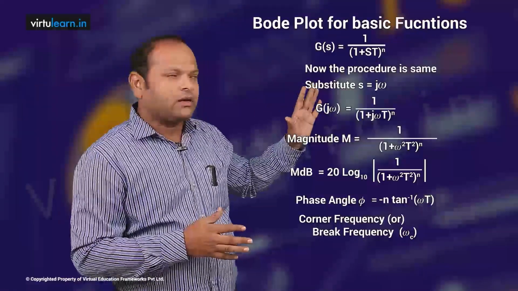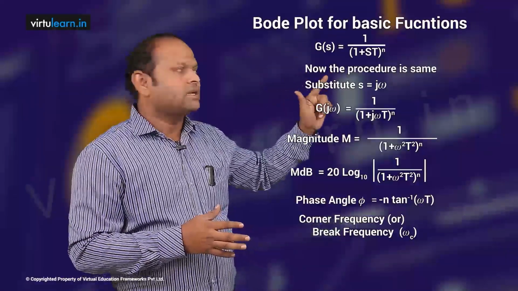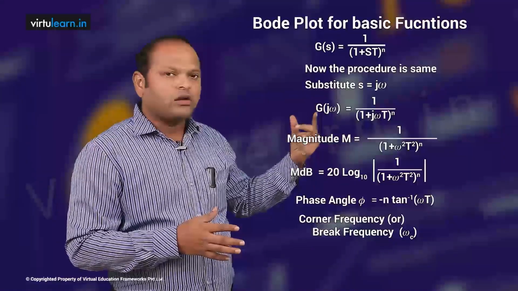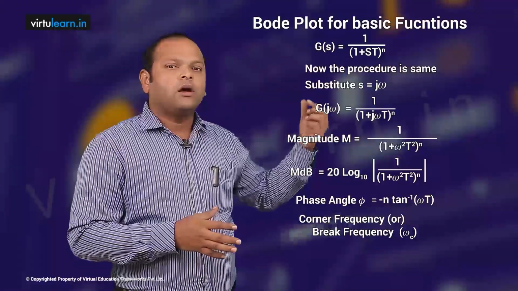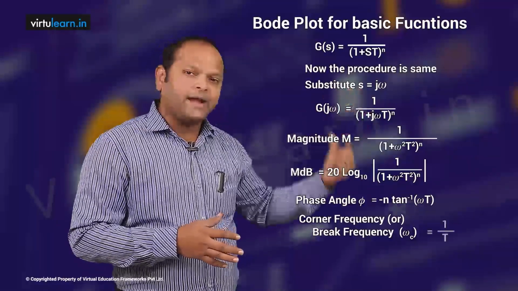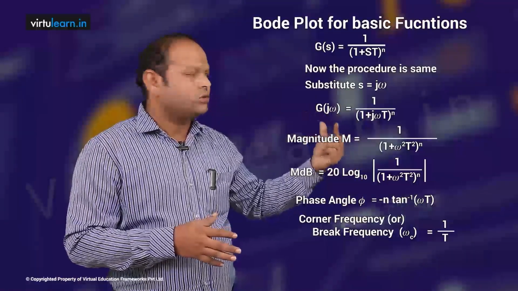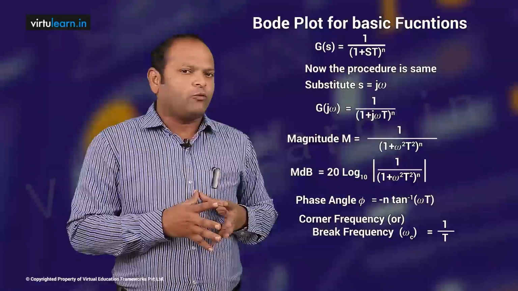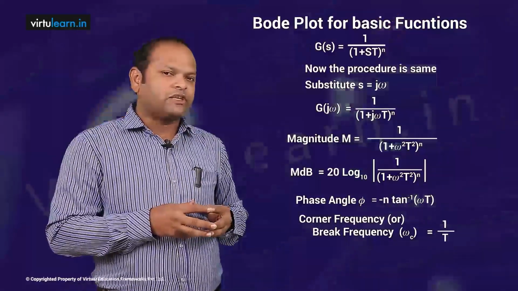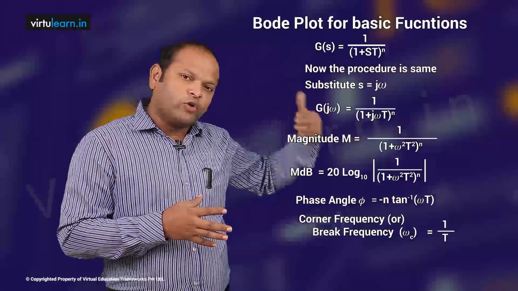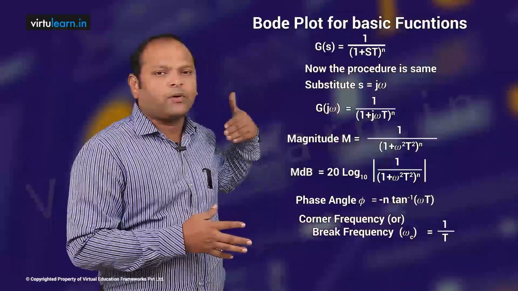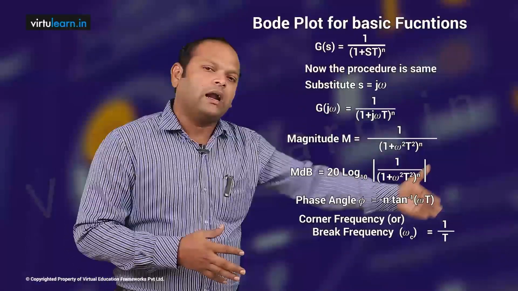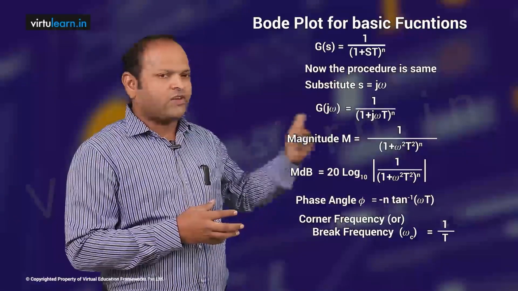Now, in this particular term, 1 by (1 plus j omega t) power n, I have poles. Therefore, the corner frequency omega c is 1 by t, because frequency is always positive. This is the corner frequency. So, as I said in the definition, before the corner frequency I have one type of magnitude plot, and after the corner frequency I have another type of magnitude plot. Even the phase plot also.